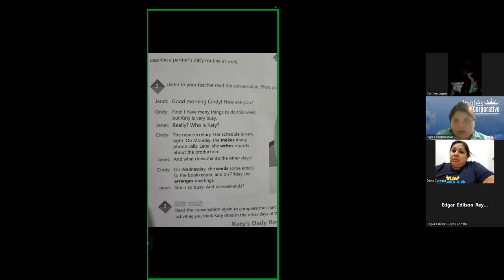Go for a walking in the park. Okay, she works. Podrían ser tres actividades. She works in the morning. Recuerden cómo son las actividades de Katy. Tiene que ser ella. She works in the morning. Ella trabaja en la mañana. She goes shopping in the afternoon. And she goes for a walk in the park. She goes for a walk. She goes for a walk to the park. Ah, ella va, sale a caminar.